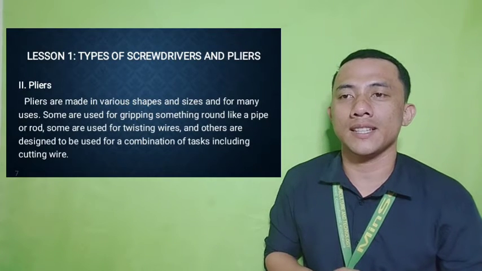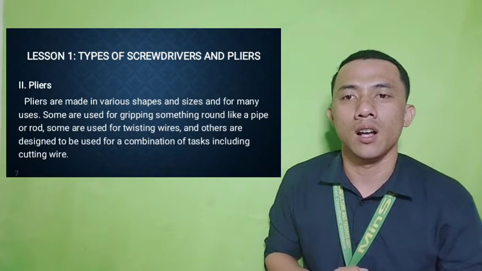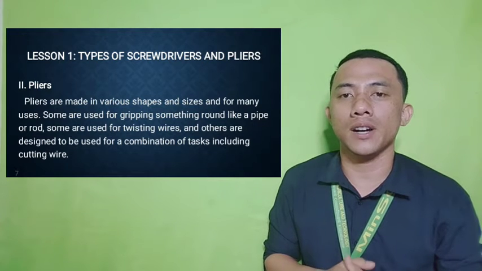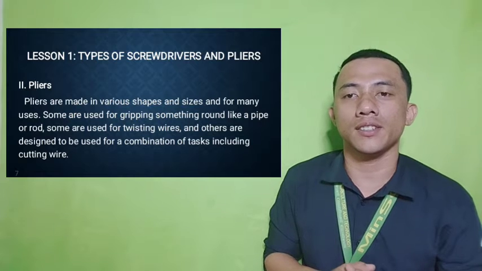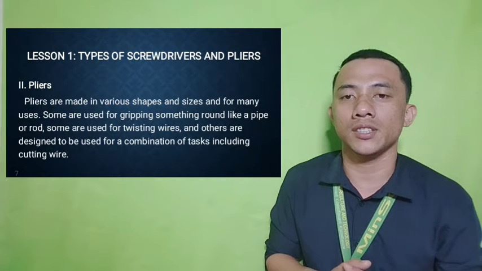First, let us discuss what pliers are. Pliers are made in various shapes and sizes for many uses. Some are used for gripping something round like a pipe or rod, some are used for twisting wires, and others are designed for a combination of tasks including cutting wire. There are different types of pliers which we can see in our workshop. Let us discuss those types of pliers.